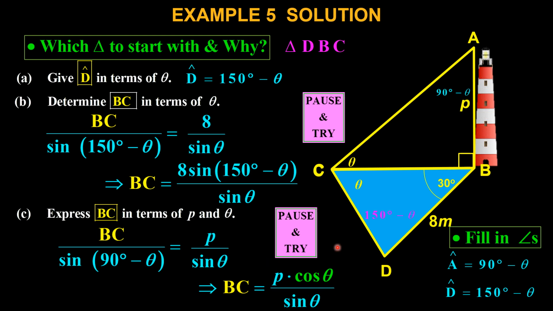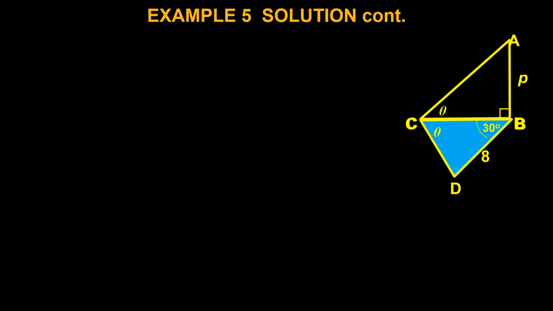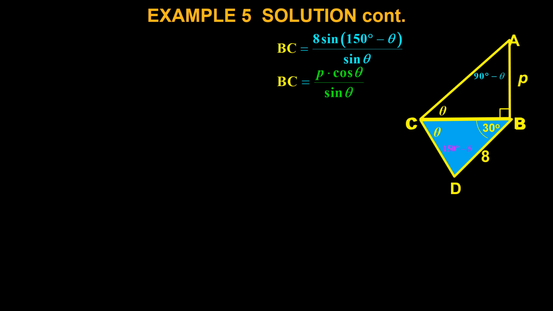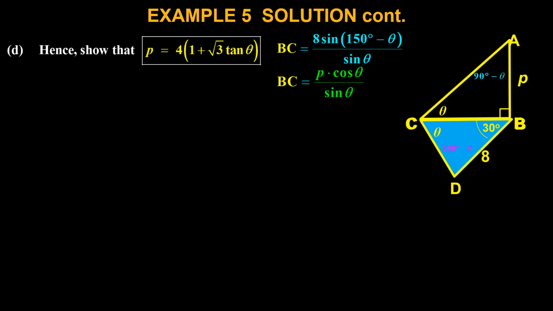So there we calculated BC in two ways. BC from this triangle and BC from that triangle. Okay, and we're going to use it to answer the next question. There's our given diagram. We worked out BC from the previous question, BC in terms of sine theta, and then BC there in terms of P and theta, and this is what we want to find, P. Now BC is this expression, and BC is equal to that expression.